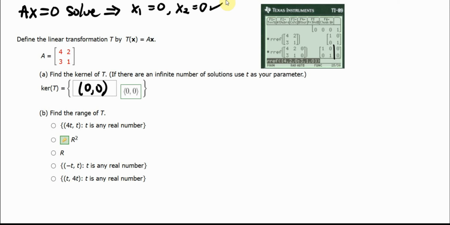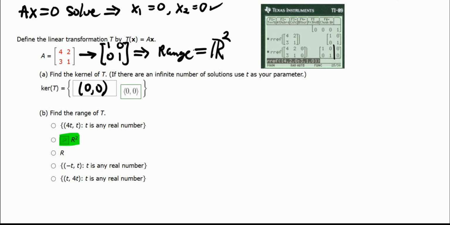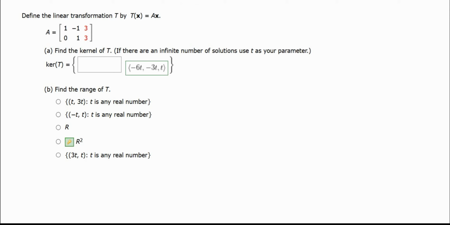What is the range? Well, here's the thing. When you reduce the matrix and you end up with the identity matrix, and you have a 2 by 2 system, and you have two leading ones, then the range is directly the R2 space.